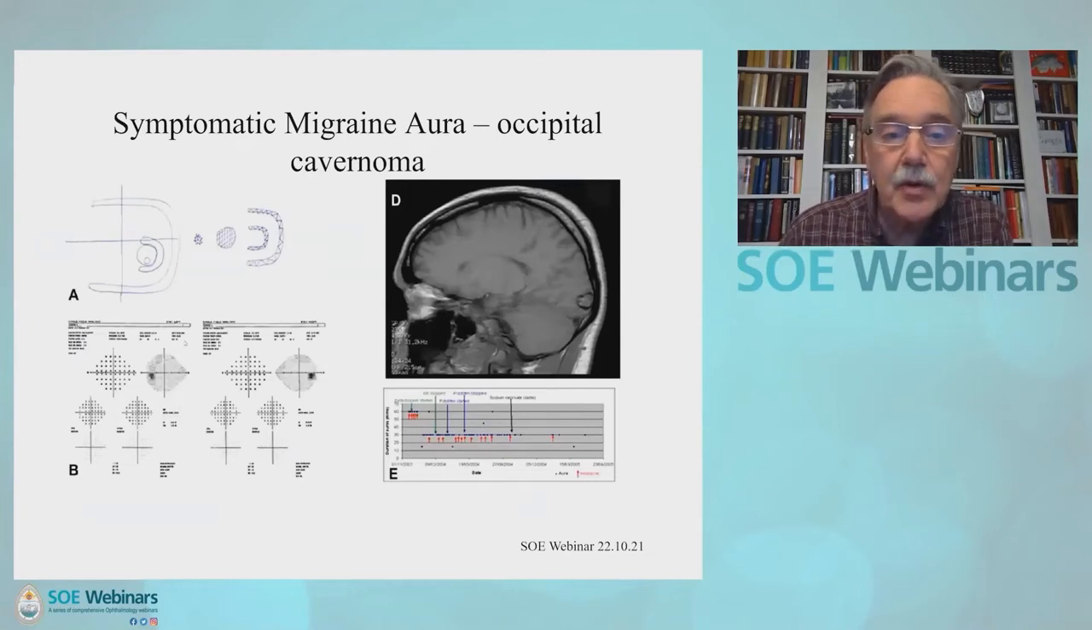This up on the left here, you can see his drawing of his migraine aura, and this was caused by a localized cavernoma. So it always started in exactly the same place in the visual field, and in fact, the attacks responded very well to valproate.